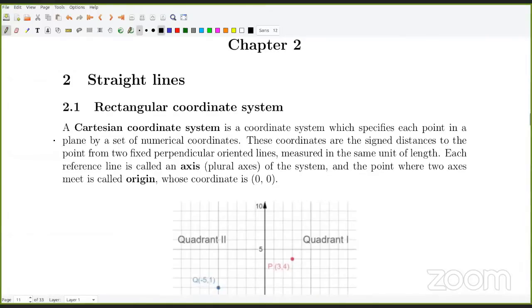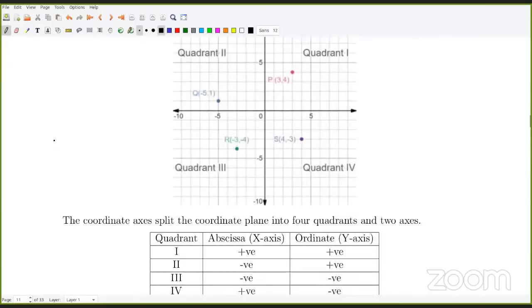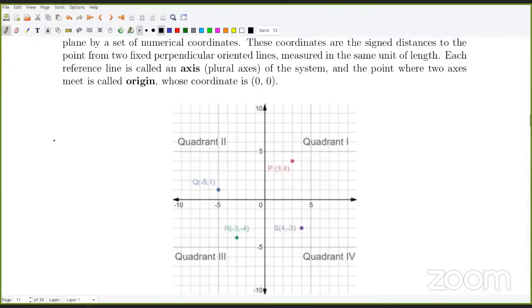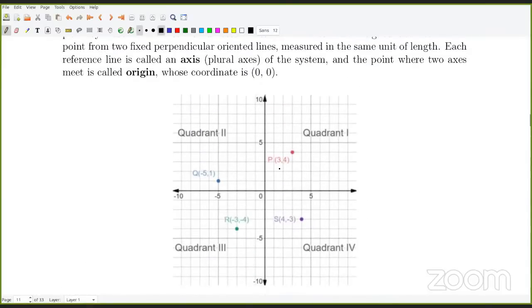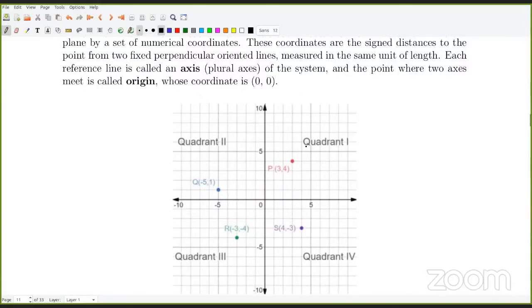Now let's come to chapter 2. So chapter 2 is basically straight lines. So in straight lines, you know quadrants and everything, right? This is a small textbook. We are going to release it right after this session. So this contains detailed elaborations.